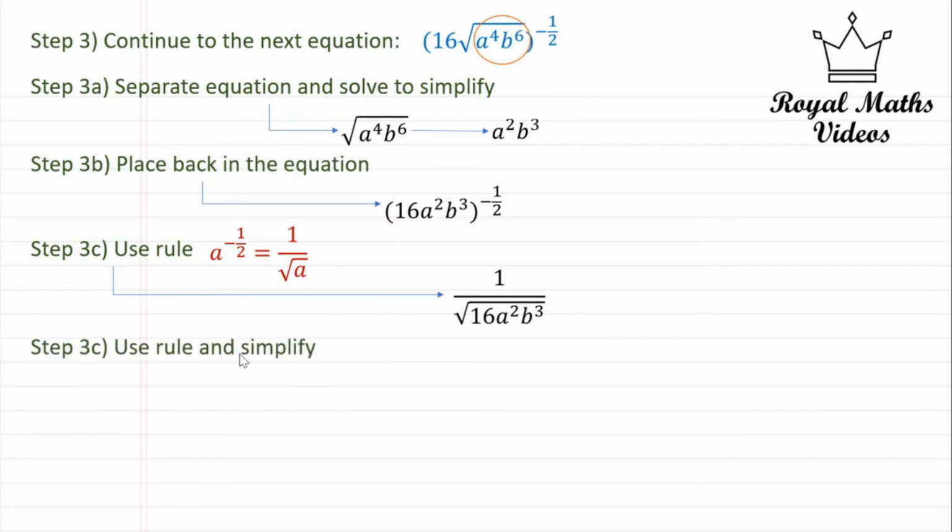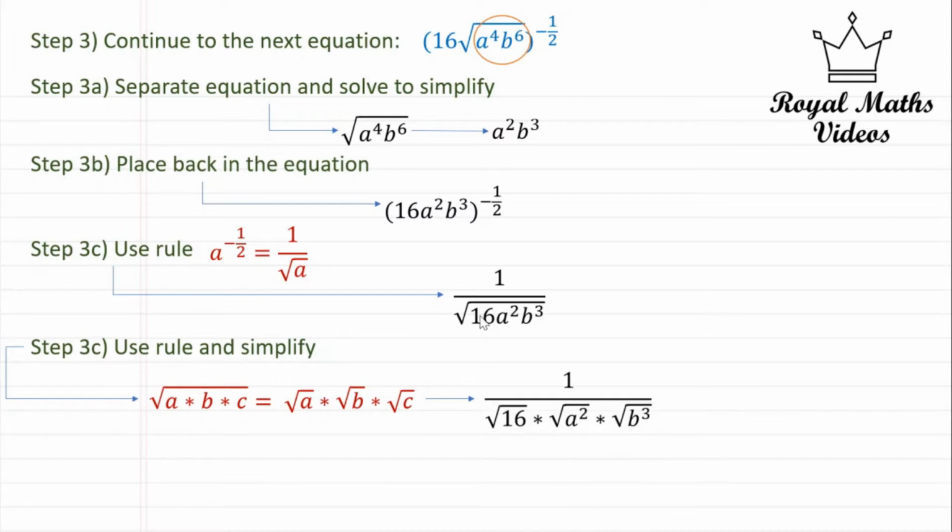And now we need to use the rule and simplify the following. So the square root of a, b, c, again, splits into 3: square root of a, square root of b, and square root of c, which then becomes 1 over the square root of 16 times the square root of a squared times the square root of b cubed. This has made things a lot simpler now. This becomes 1 over 4 times a times b to the power of 3 over 2.